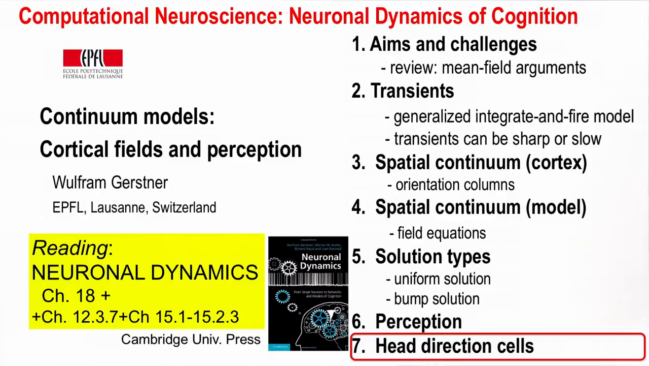Welcome back to the class Computational Neuroscience, Neuronal Dynamics of Cognition. We are working on continuum models, and this is the last part. We will use the bump solution to model head direction cells.